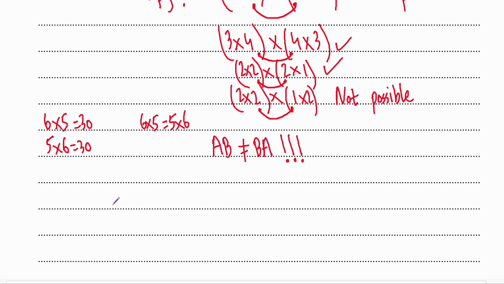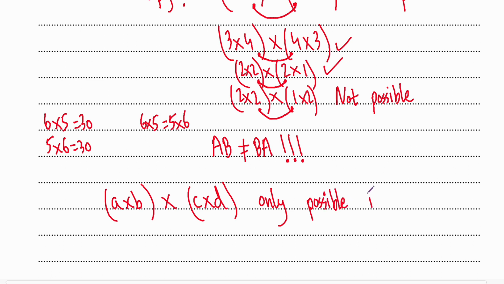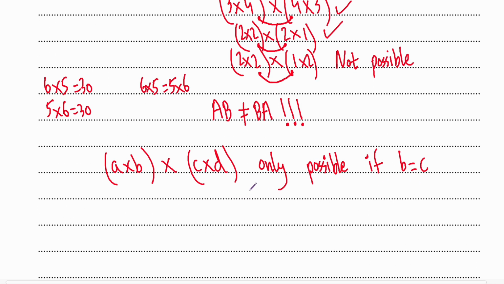So, in general, let's say you have A by B. This is the dimension of the first matrix, and you're multiplying it by a matrix that has dimensions C by D. This is only possible if B is equal to C. That's the only thing that's possible. And there's actually one more thing you can get out of this: the result matrix is going to be A by D. That's going to be the dimensions of the resulting matrix.